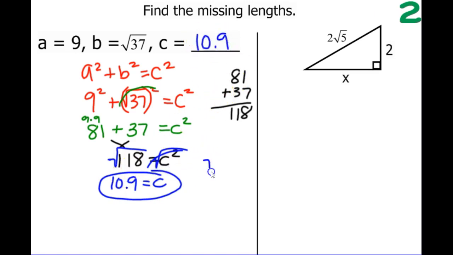Again, if you wanted to, we could leave this as the square root of 118 and split it up into 2 square roots that we know and continue to go from here, but we don't need to. You can just use your calculator.